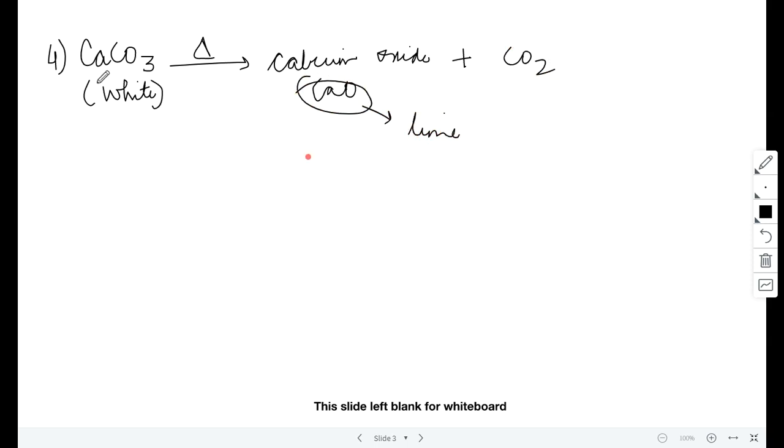You understood? And what is calcium carbonate? We call it limestone. Is it clear to you? These are the general names for them, the common names for these chemicals. So calcium carbonate, it is also called limestone. It is being heated and calcium oxide and carbon dioxide are being produced.